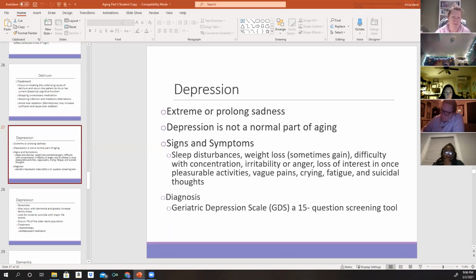So then we have depression. Depression is defined as extreme or prolonged sadness. Depression is not a normal part of aging. In older adults, I feel like they are more susceptible to depression because of different things that they deal with. As they get older, they might have a death of their spouse or death of very close friends. They may see their mothers and fathers are gone, their brothers and sisters are gone. I've heard patients say that they're just sad because they're the last one of their family members that's left.